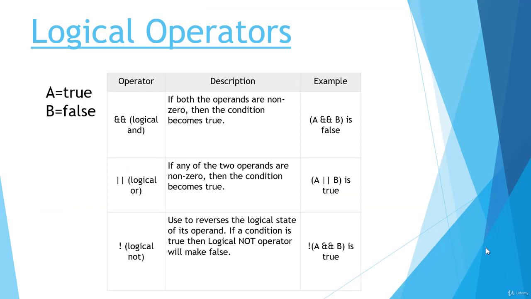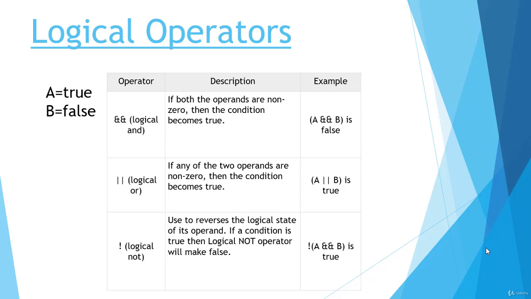And now we have the logical operators. You can see on your screen the logical operators. For example, we have two variables, a equal to true and b equal to false. Definitely both of these are Boolean type variables. Now the first operator is the AND operator, which is logical AND. You can see in the description, if both the operands are non-zero, then the condition becomes true. It means we give two conditions. If both of the conditions are true, then the overall result is true, and if one of the conditions is false, we can say that the whole condition is false.